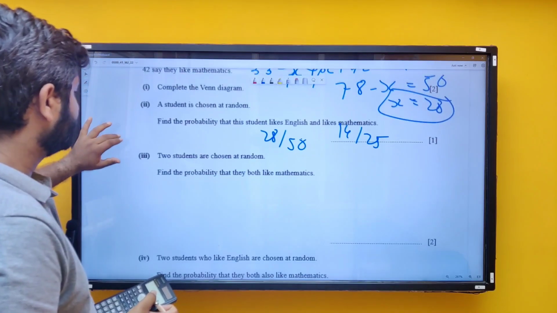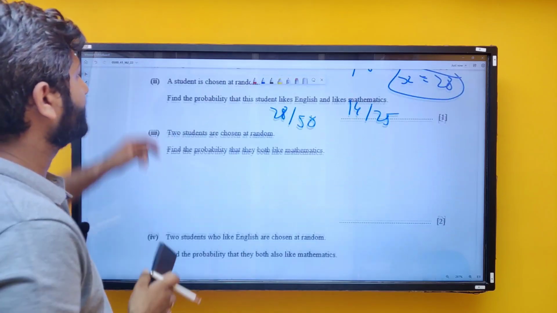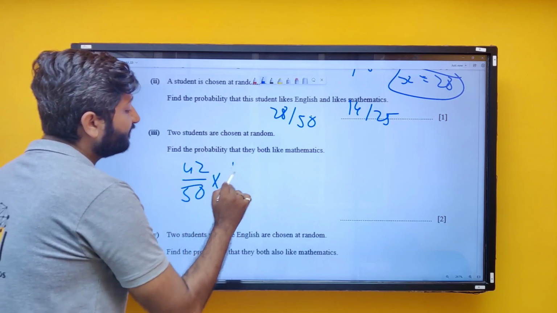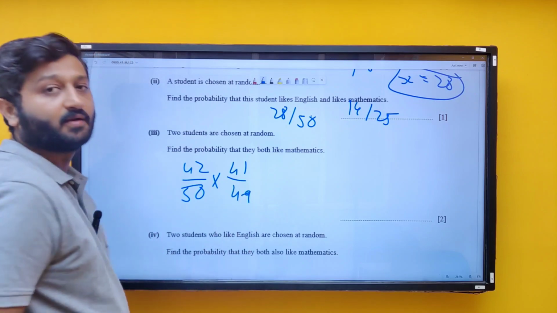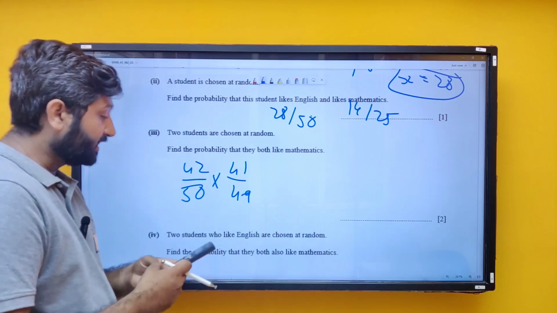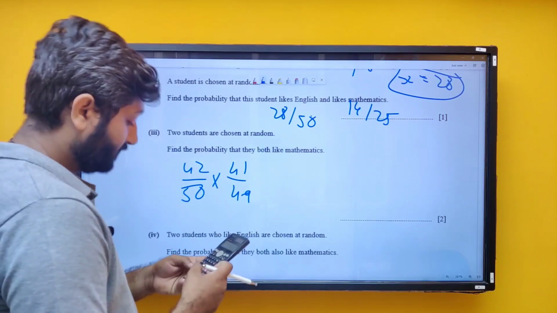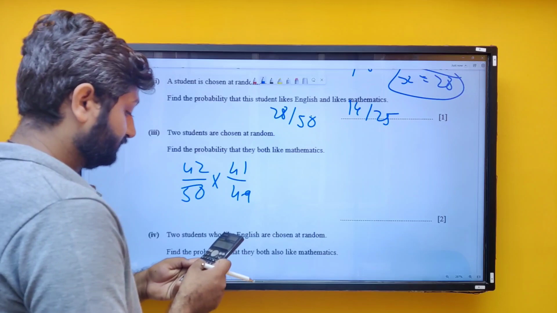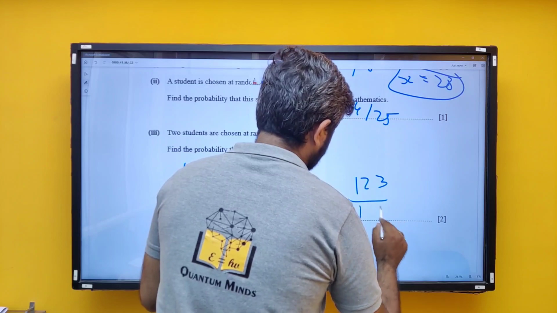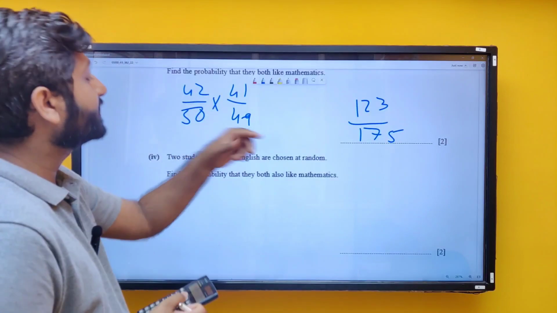2 students are chosen at random. Find the probability that both like mathematics. So how many like mathematics? 42 like mathematics. So 42 upon 50 into 41 upon 49. Why 41 upon 49? Because we have selected one student, so now instead of 50, we have 49 students. So 42 divided by 50 into 41 divided by 49 is 123 upon 175.